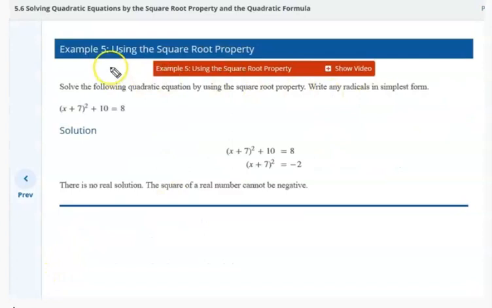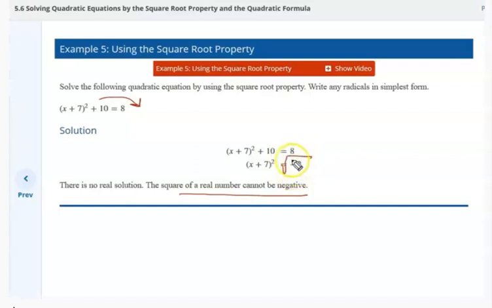Now, for example 5, we'll just use what's written here. So take a moment, copy this down. Now, notice what happens when you take your positive 10 and transpose it to the other side. The other side becomes a negative 2. Now, can you take the square root of a negative 2? And the answer is no, because the square root of a negative 2 is not a real number. So keep that in mind as an example when over on the right it becomes a negative value. Those would not be real numbers.